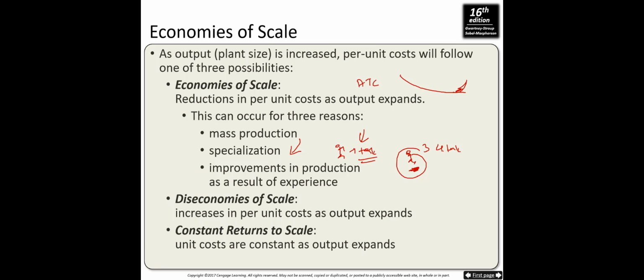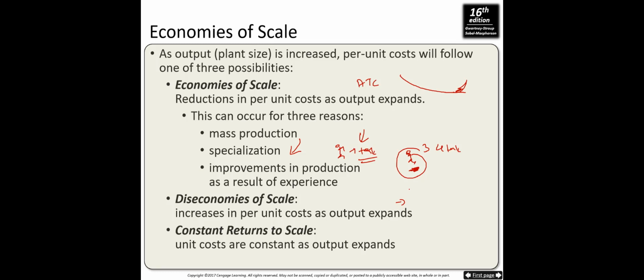So that's why we might have economies of scale. Diseconomies of scale means per unit cost increases as output expands. The textbook gives the example of fine dining, where you need to change your menu all the time to attract the customers. But this requires a lot of coordination.